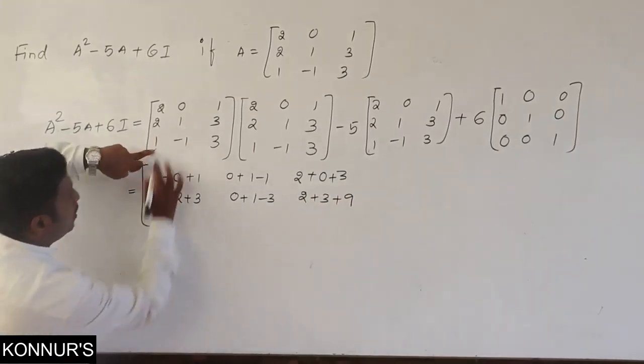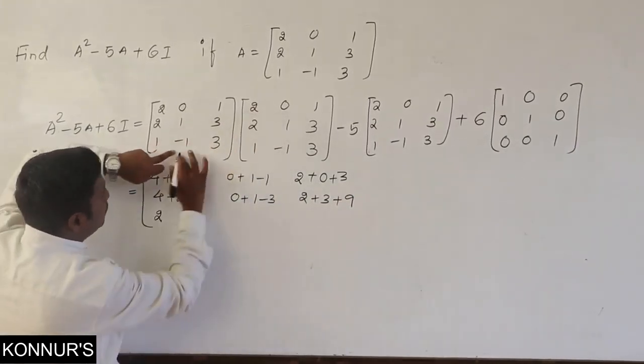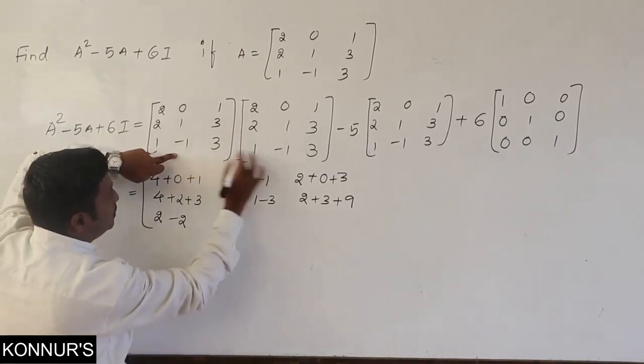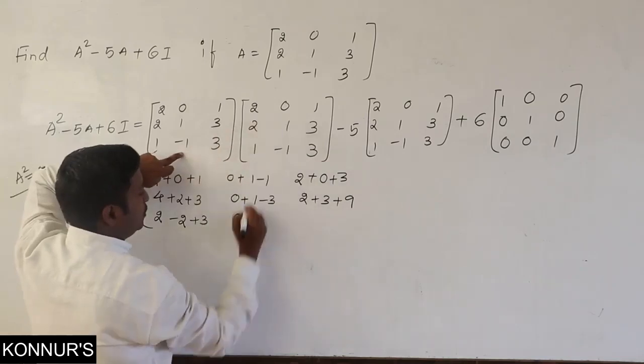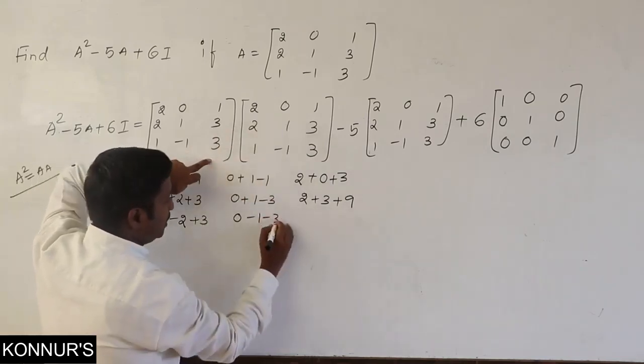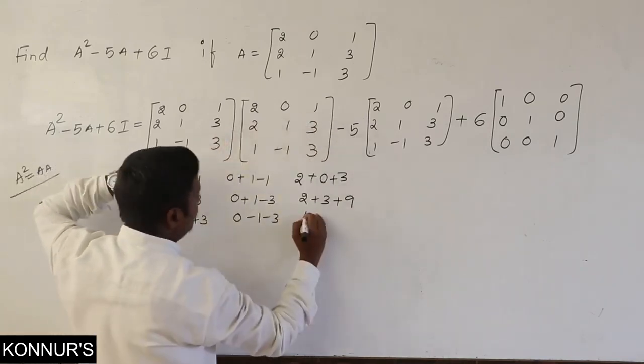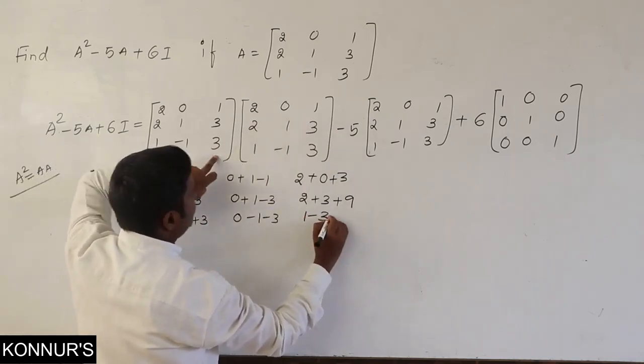Next, 1 into 2, 2. Minus 1 into 2, minus 2. 3 into 1, 3. 1 into 0, 0. Minus 1 into 1, minus 1. 3 into minus 1, minus 3. 1 into 1, 1. Minus 1 into 3, minus 3. 3 3s are 9.